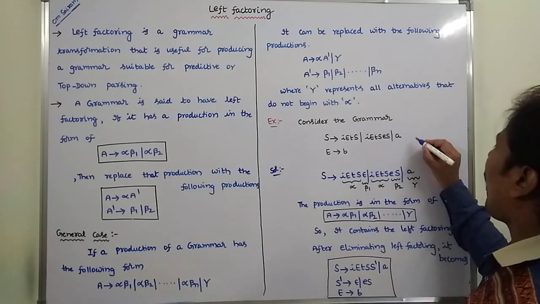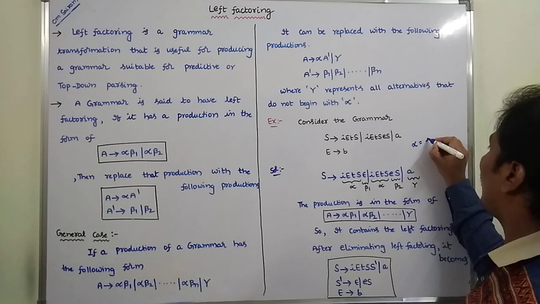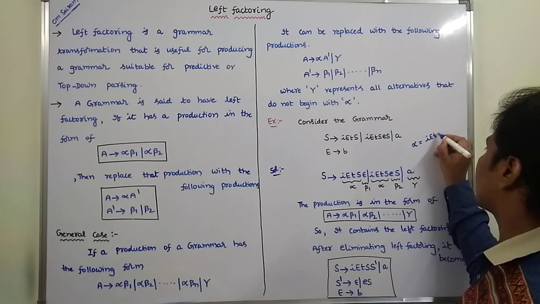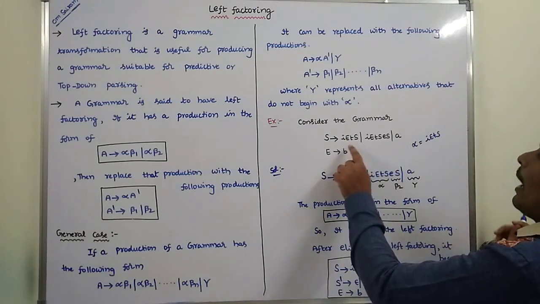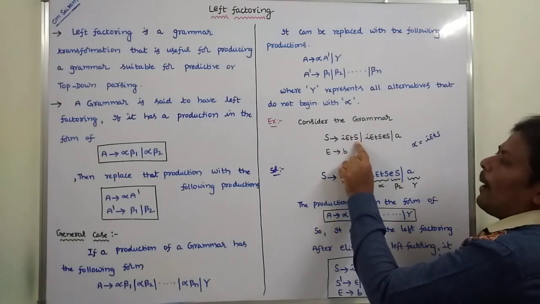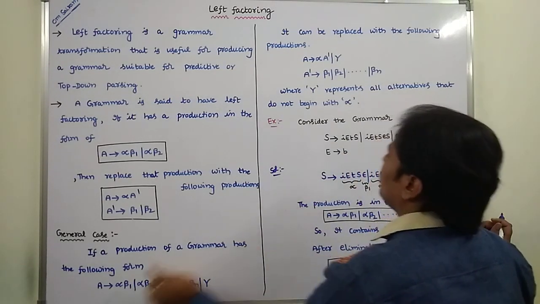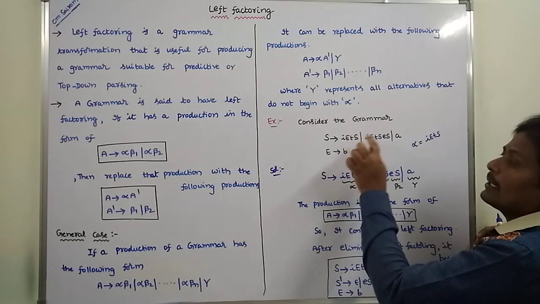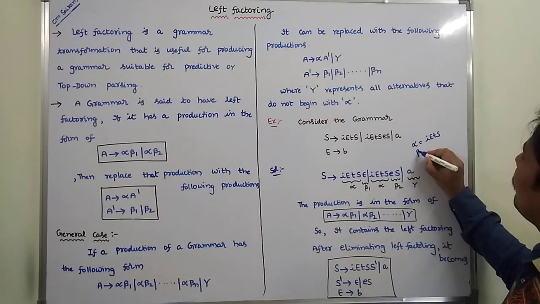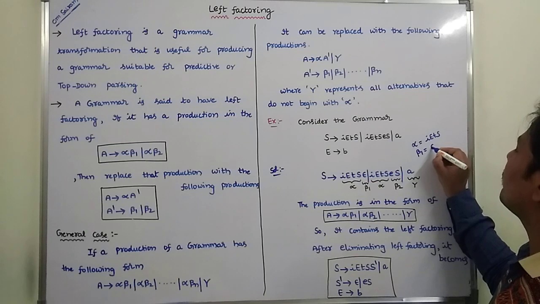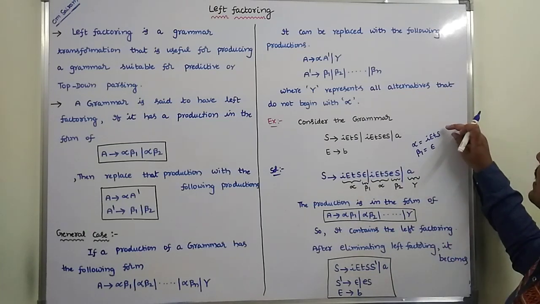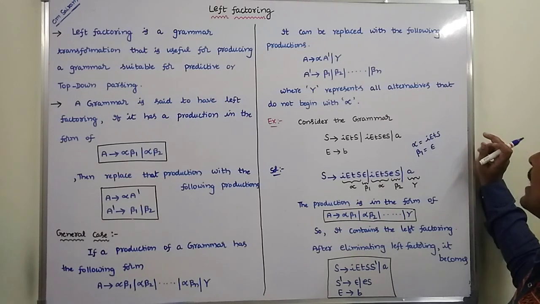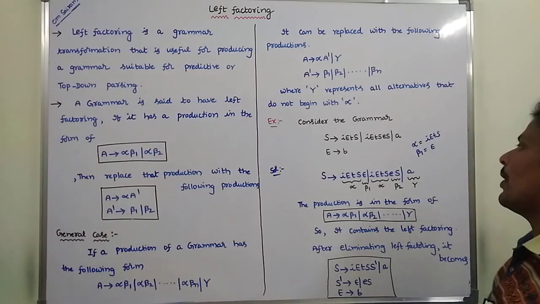So now alpha is equal to iEtS. Here iEtS is alpha, but beta 1 is not there, so beta 1 is equal to epsilon. Beta 1 is equal to epsilon. So epsilon multiplied with iEtS is equal to iEtS.